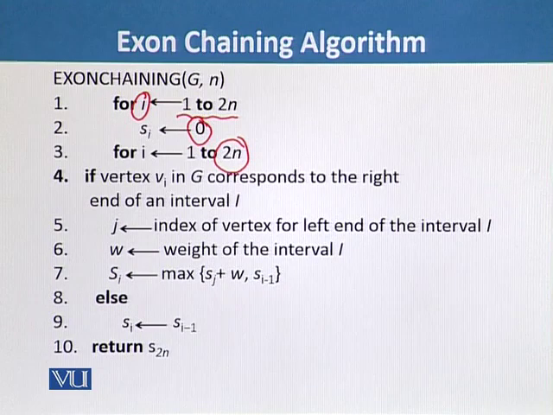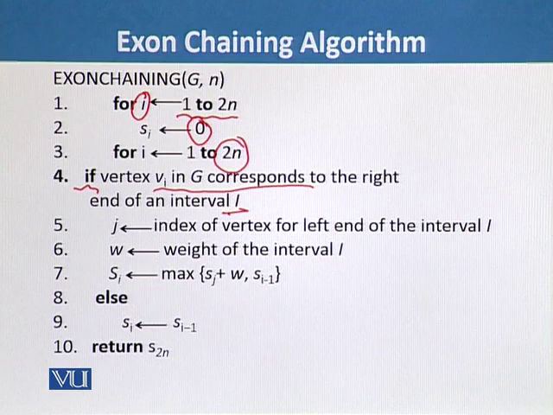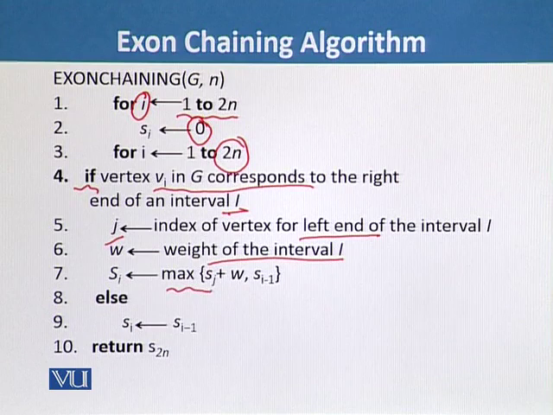In the fourth step we can see that there is an if condition: the vertex Vi in G corresponds to the right end. As we have seen, we have two ends, the right end of an interval and the left end. Similarly, we assign the index of the vertex of the left end to j, and w is the weight of the interval. For Si we assign the maximum value, that is, Sj plus w, or Si minus 1, and else, and finally we will get the value S2n.